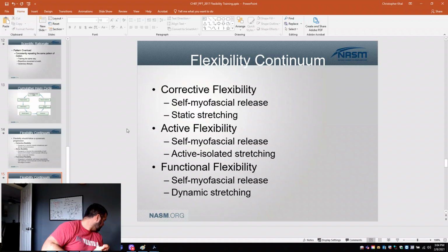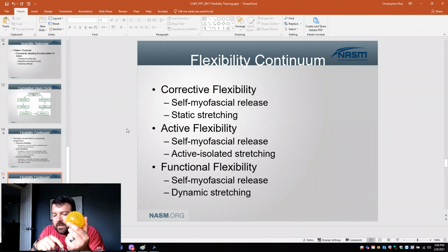My kid walked away with it. The one they like to use here with NASM is foam rolling. Or you don't have to use a specific foam roller if you don't have one, which my kid happened to walk away with mine. But you can use a ball. I like to do the harder the better.